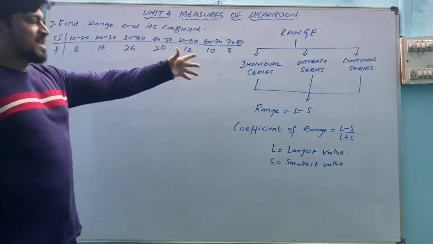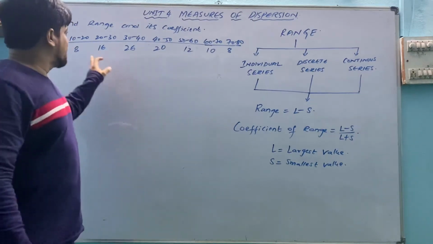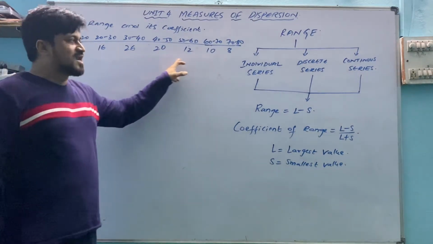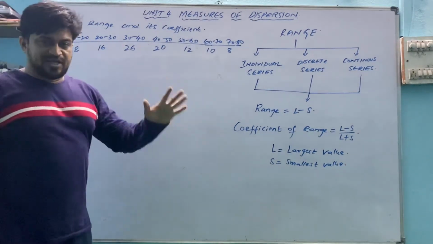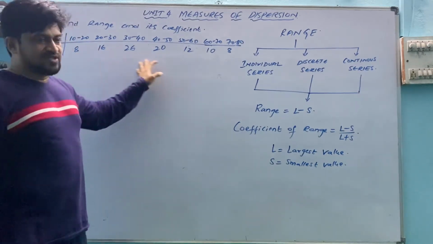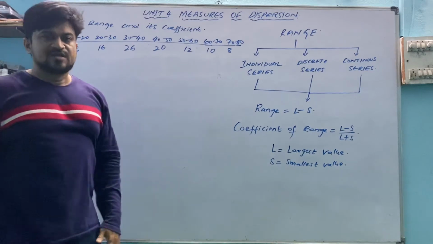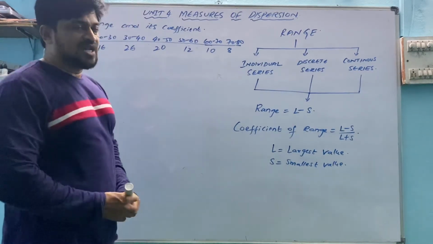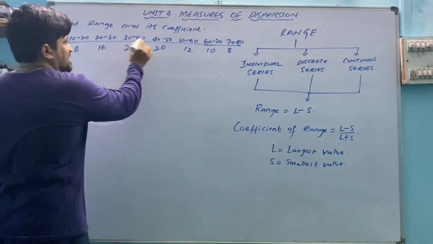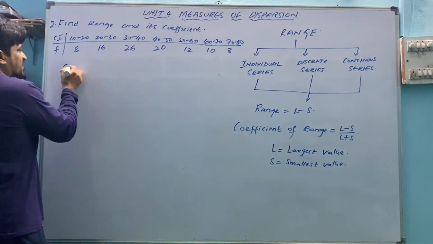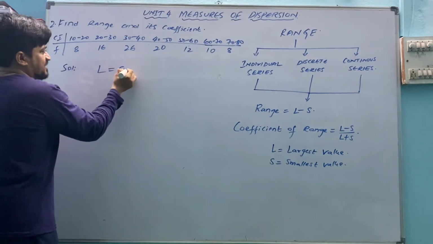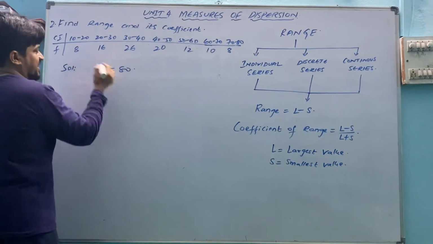Now, which one is the largest value? Many of them will think from the frequency and consider the largest value. So, for range, you should not take any frequency value. Even if frequency values are given, there is no need to take them. Just check which is the largest value in the classes. In the classes, we find the largest value to be 80 and the smallest value is 10.